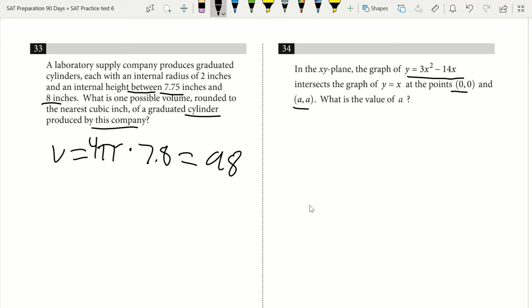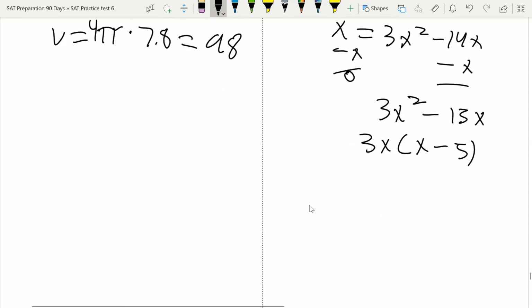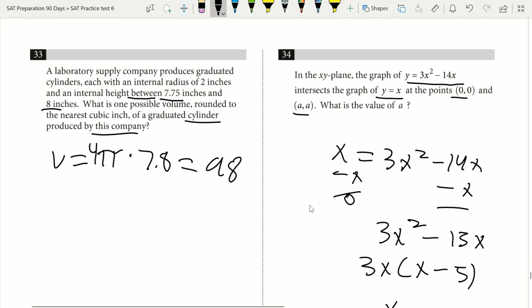So what we're going to want to do here is just solve this system of equations. If we know that y is equal to x, we're just going to plug in x for y. Then we have x equals 3x squared minus 14x. Okay, we subtract x from each side. We get 0 there. We're going to have 3x squared minus 15x. At that point, we factor out 3x, so we have 3x times x minus 5. At that point we know that x is going to have to equal 5. We're told that the point is (a, a), which means that a is going to have to equal 5. Okay, so the answer for 34 is going to be 5.